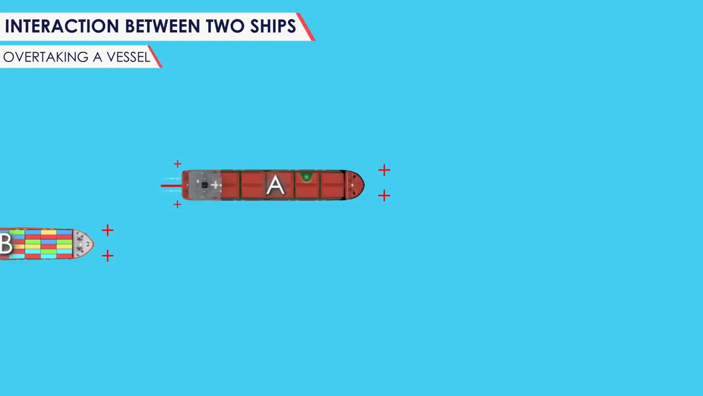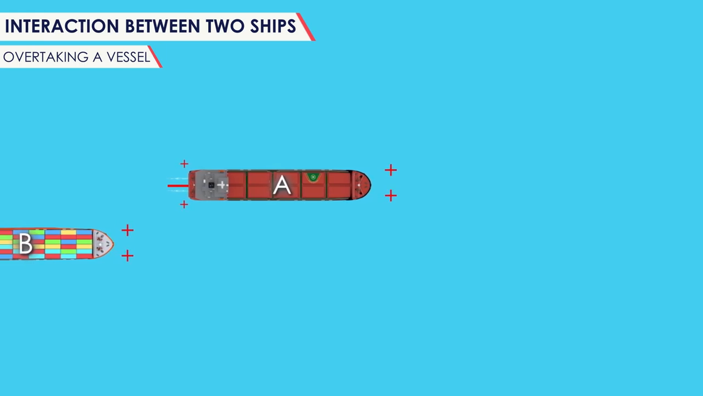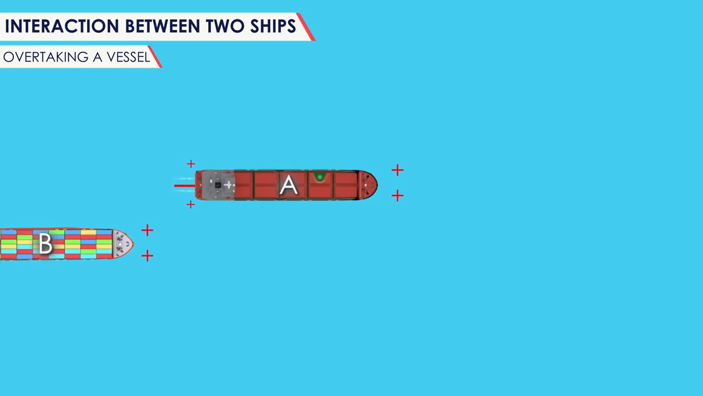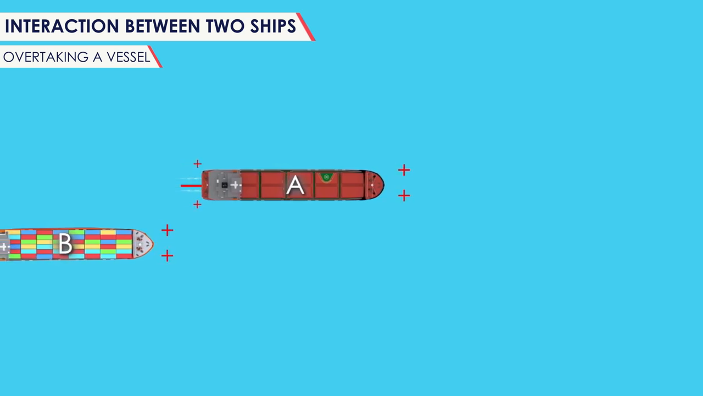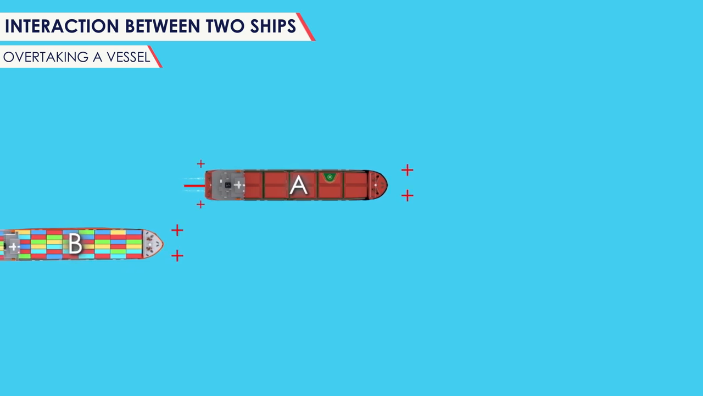Let's now look at interaction between two similar sized ships during overtaking. Unlike head-on, overtaking interaction can be quite dangerous as the maneuver is quite prolonged. We'll divide it into four phases.